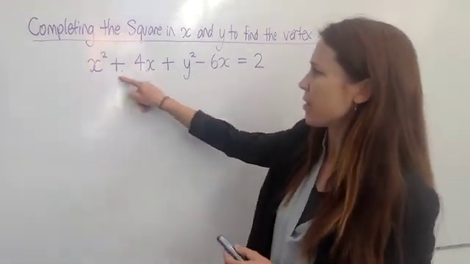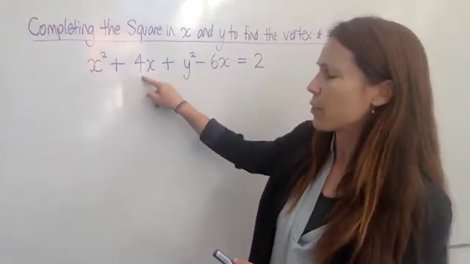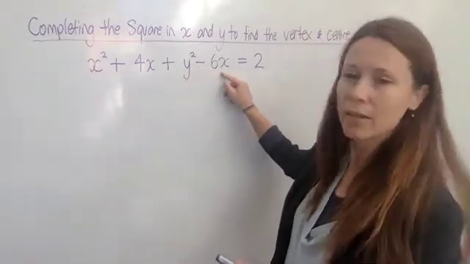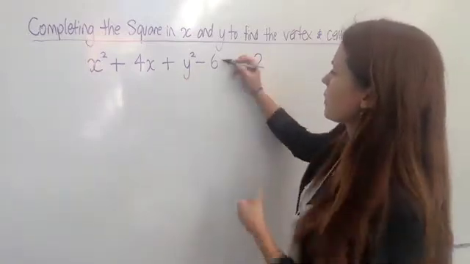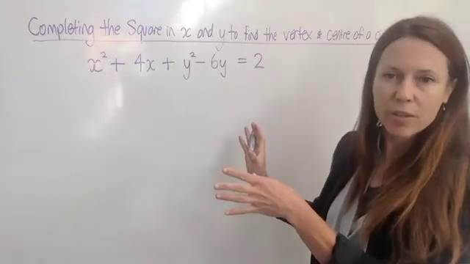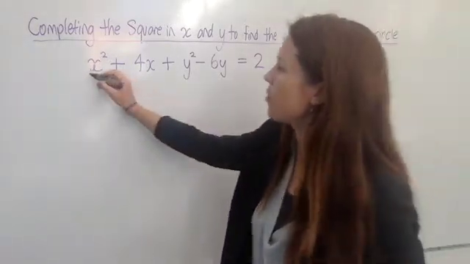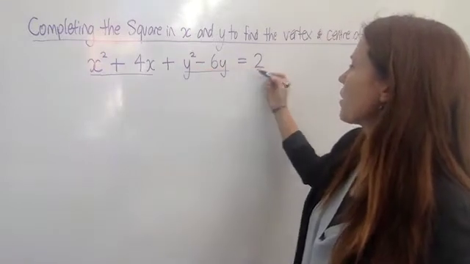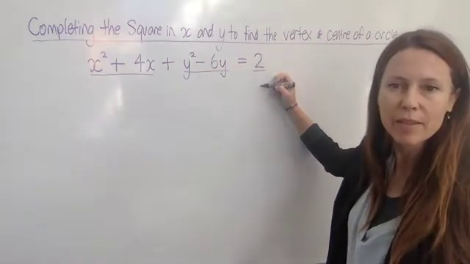So what I need to do here is, if it's not already in the form of x squareds and x's together, and y squareds and y's together, I need to rearrange it so that it would be. So here I've got my x's and I've got my y's. Over here I've got some other numbers. Set it up so that it's like that in the beginning.